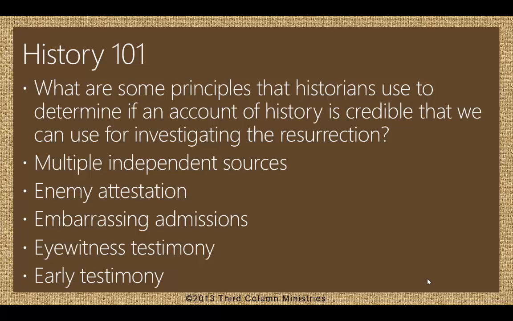But also independent, meaning there were people that were on Jesus' side and people that weren't on Jesus' side. So that's people that are biased and people that are for it, right? Then we have enemy attestation. That would be the people against the Christians. So anytime you have something where somebody who has no vested interest in telling the story says something about it, then it's more likely to be true, right?